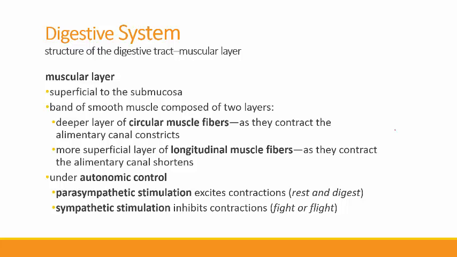Just external to the circular muscle fibers is a layer of longitudinal fibers. And as they contract, they pull the tube shorter. And then when they relax, the tube can stretch back out to its normal length. So what we see is that alternating these contractions of the inner circular layer and the outermost muscular layer that is longitudinal can help to shove food down the pipe.